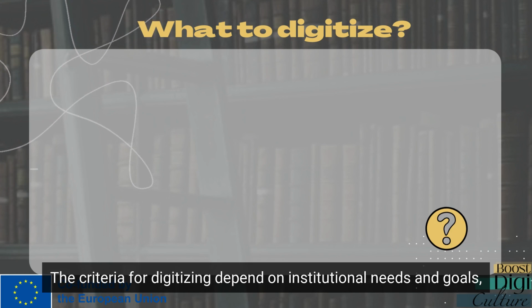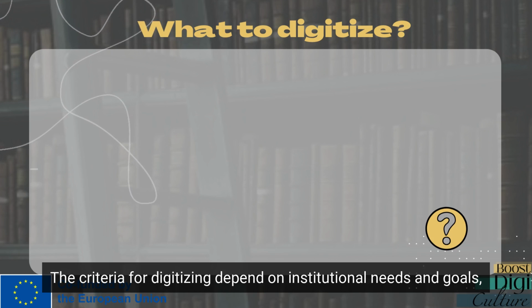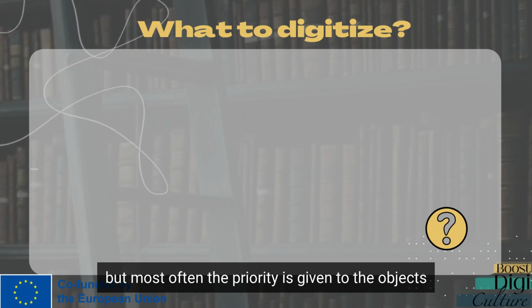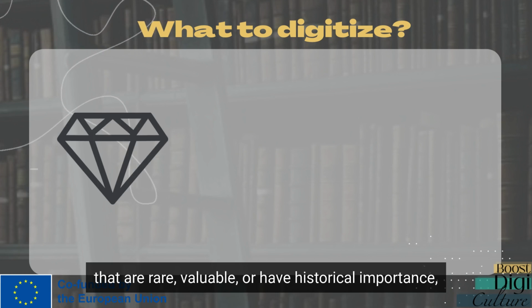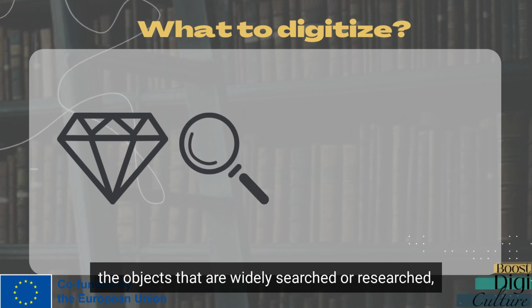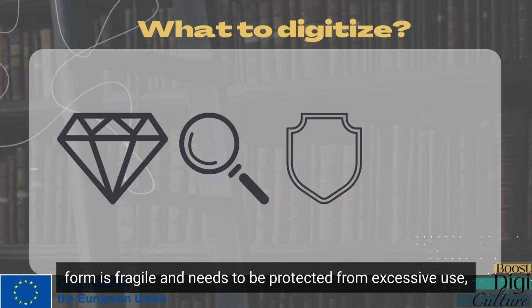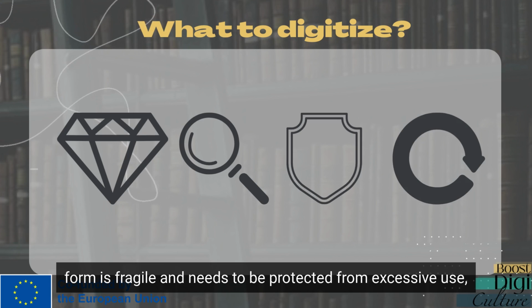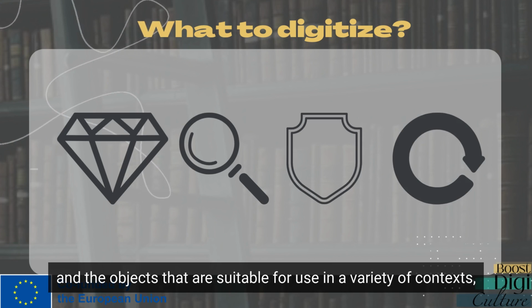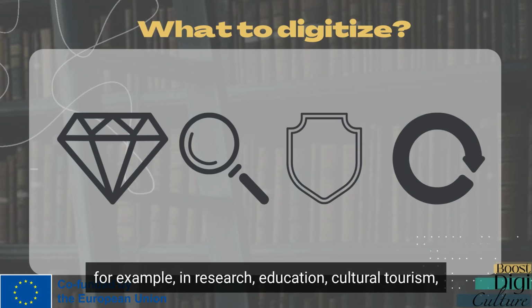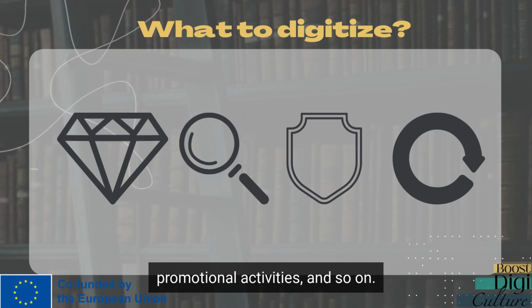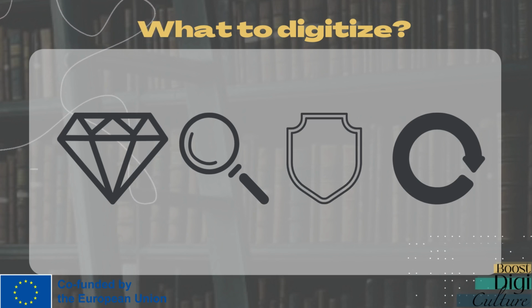The criteria for digitizing depend on institutional needs and goals, but most often the priority is given to the objects that are rare, valuable, or have historical importance, the objects that are widely searched and researched, the objects whose original physical form is fragile and needs to be protected from excessive use, and the objects that are suitable for use in a variety of contexts, for example, in research, education, cultural tourism, promotional activities, and so on.